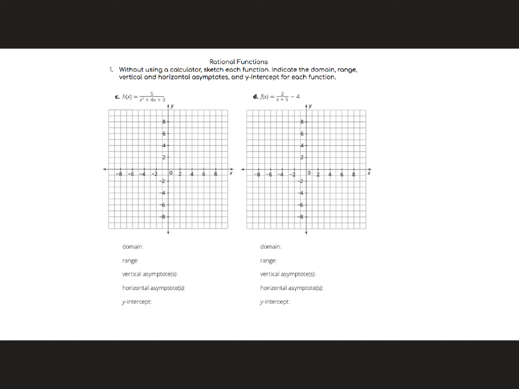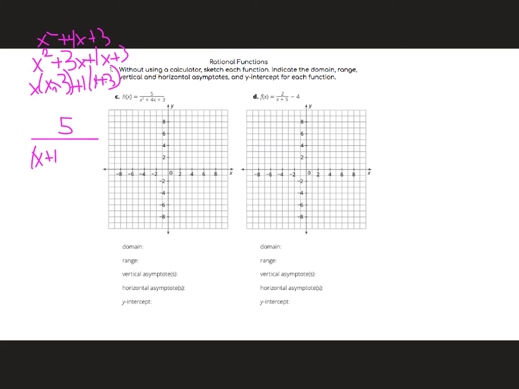I'm going to factor that. So I've got x squared plus 4x plus 3. I need things that multiply to 3 and add to 4. 3 and 1 will do. And then that's going to be x plus 3, x plus 1. So I can rewrite that as (x plus 1)(x plus 3) on the bottom.